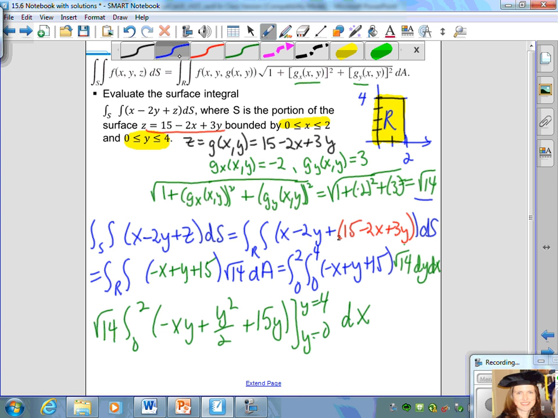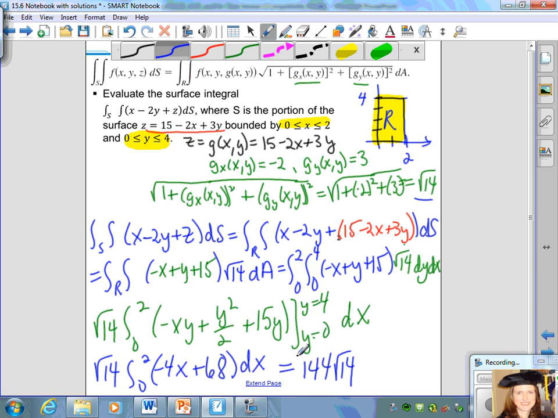dx. So this now becomes, when you evaluate the upper bound at 4 and the lower bound at 0 and simplify, the single definite integral from 0 to 2 of negative 4x plus 68. Now you have a nice little single definite integral. You can evaluate that to get 144 square root of 14 as the value of the surface integral. You're integrating throughout this surface, bounded within this region, the quantity x minus 2y plus z.